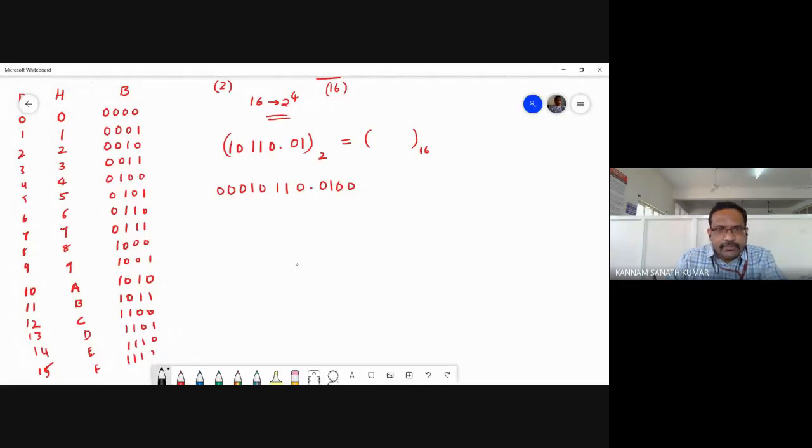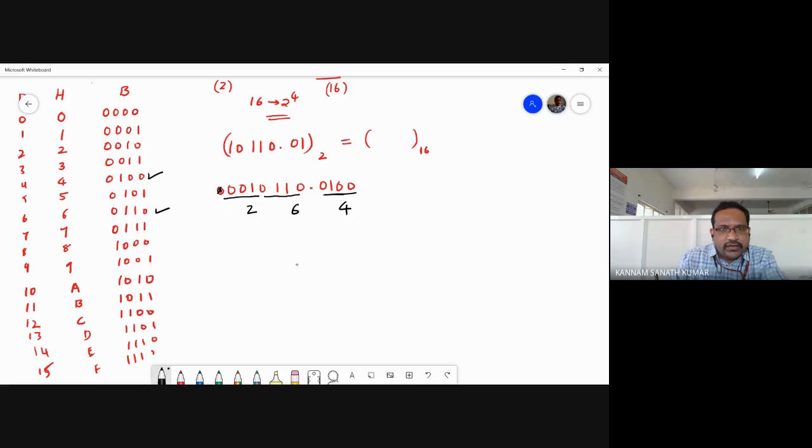Here, what I am doing, I am combining 4 bits. Okay, I am combining 4 bits. So 0100, how much is 0100? 4. Okay, and next 0110. How much is 0110? 6. And 0010.